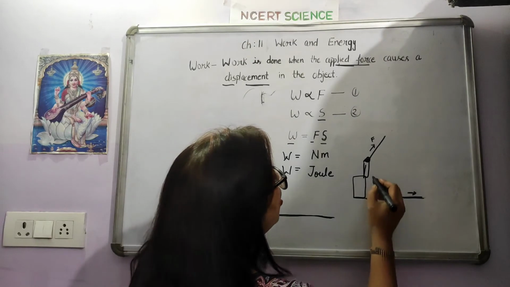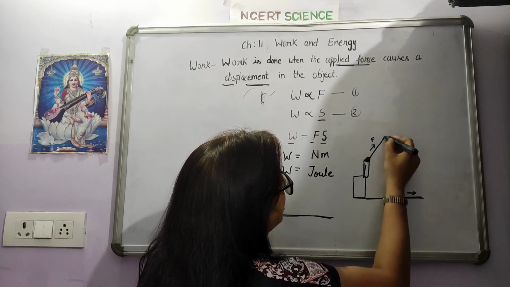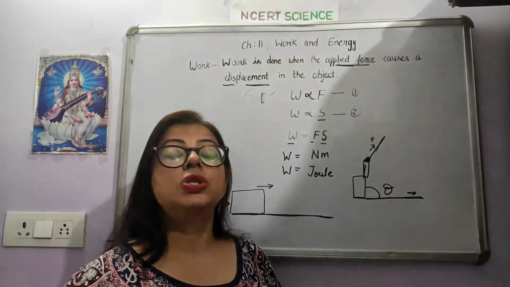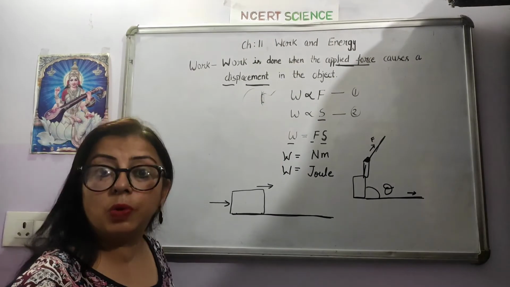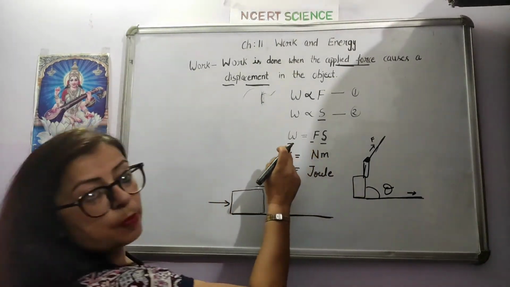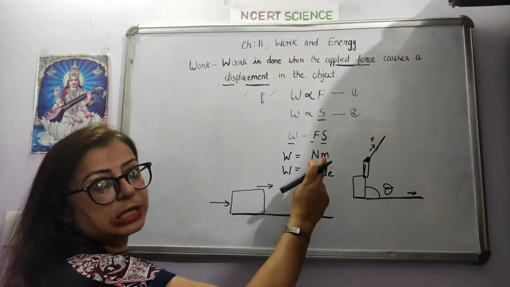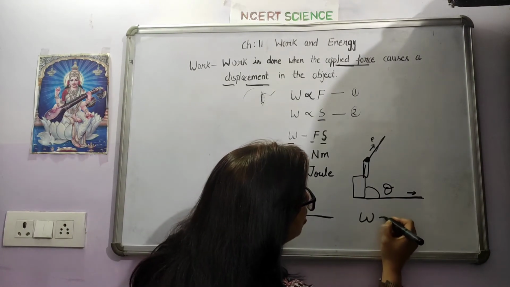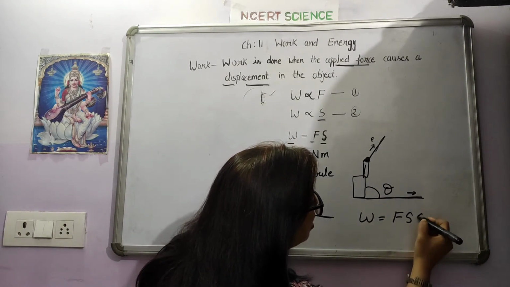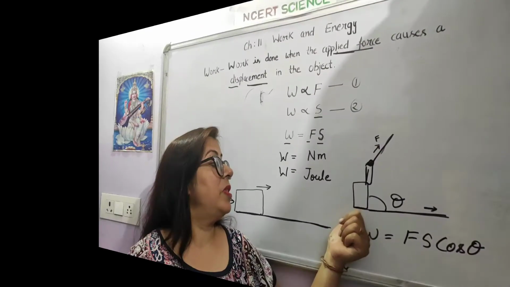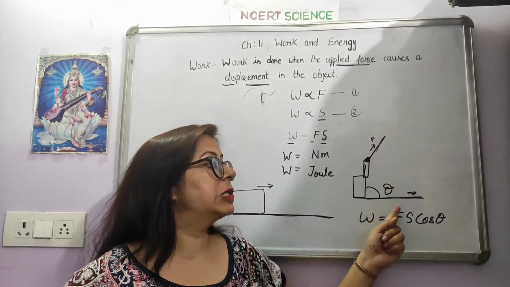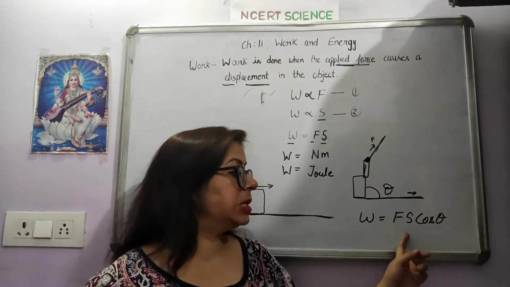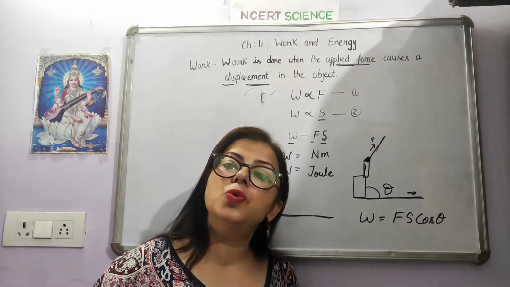Suppose the angle between them is theta. So how can we calculate work now? We will use one formula for calculating work. As I told you before, W equals Fs, where F is force and S is displacement. So here W equals Fs cos theta. When there is an angle between force and displacement, in that condition we can calculate work by this formula. It means W equals F into S into cos theta.